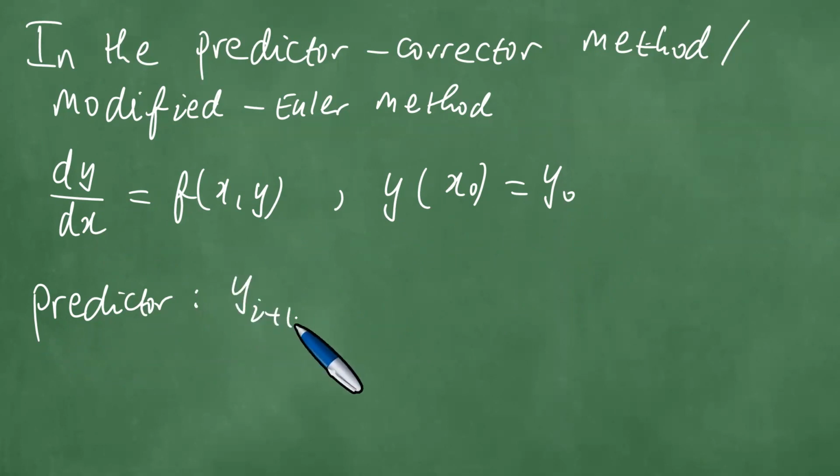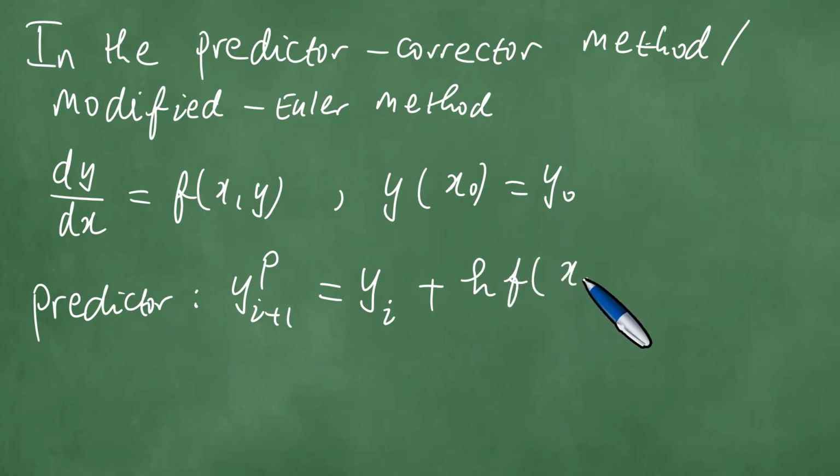So the predictor is y. Okay, we're gonna use y. We used the w last time, but it's the same thing. So we have y_{i+1} to the p plus h f of x_i, y_i. This is the predictor formula that we're going to use when we are doing the predictor-corrector method in the modified Euler. But this predictor is the Euler method. So, but now you also have the corrector.